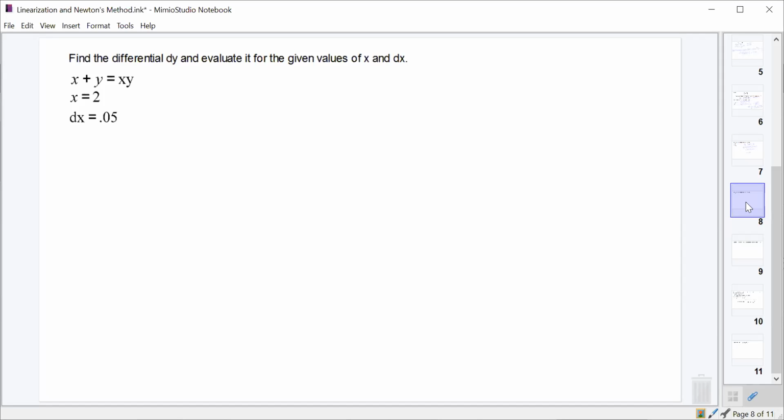Okay. So we should end up with dx plus dy equals, and how do I differentiate x times y? Using the product rule. So it's x times the derivative of y, or x dy, plus y times the derivative of x, or y dx. Good or no? Good.